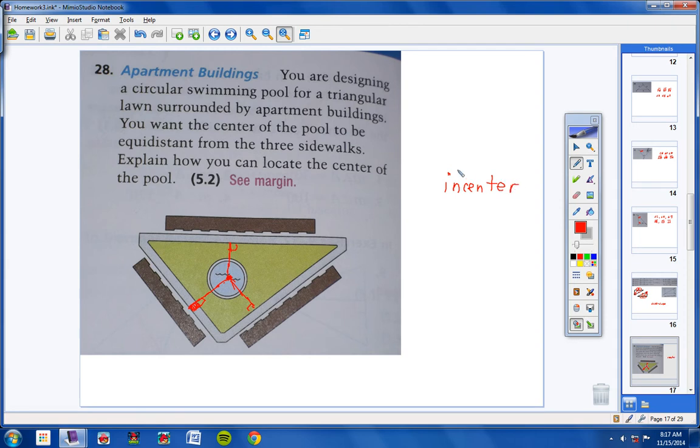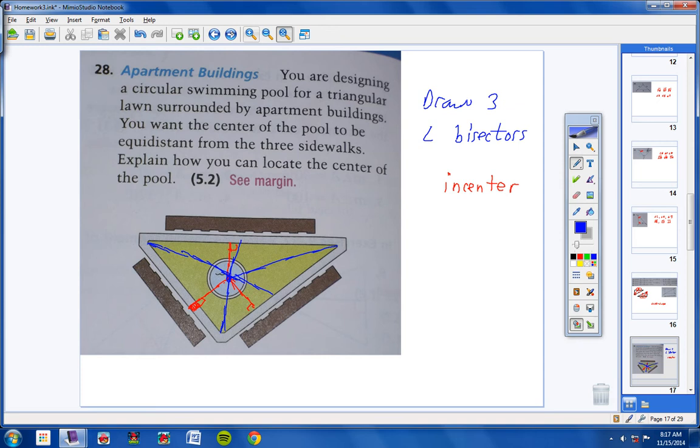Well, hopefully you know this. Guys, it's the angle bisector. Okay, when you draw three angle bisectors, lines that cut the angles in half, they're going to intersect at this point right here. Okay? So how would you find the center of this pool? You would draw three angle bisectors. There we go. Pretty simple. And that's why it's so important, guys, that you know these 4 points of concurrency and their definitions and what they mean. Okay?